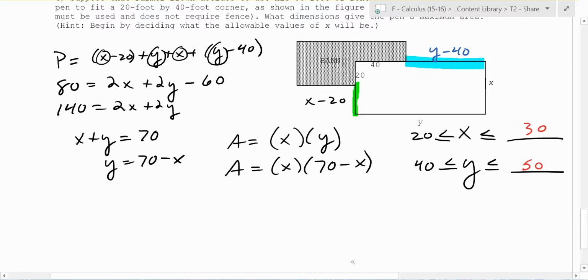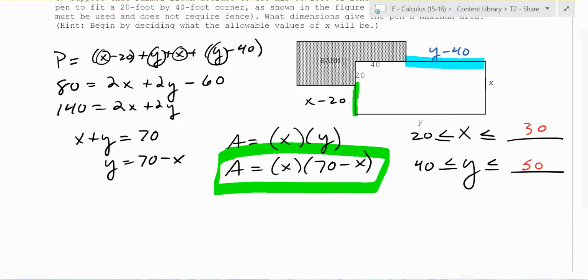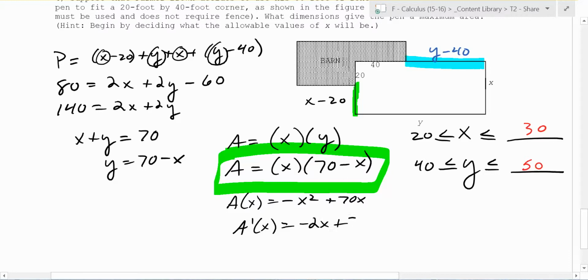So this is what I'd like you to try to figure out, everybody. Do this by yourself right here. This equation right here is written in terms of X, right? So many of you did this. I saw you guys do this. A of X is negative X squared plus 70X. So what's A prime equal to? Negative 2X plus what? 70.